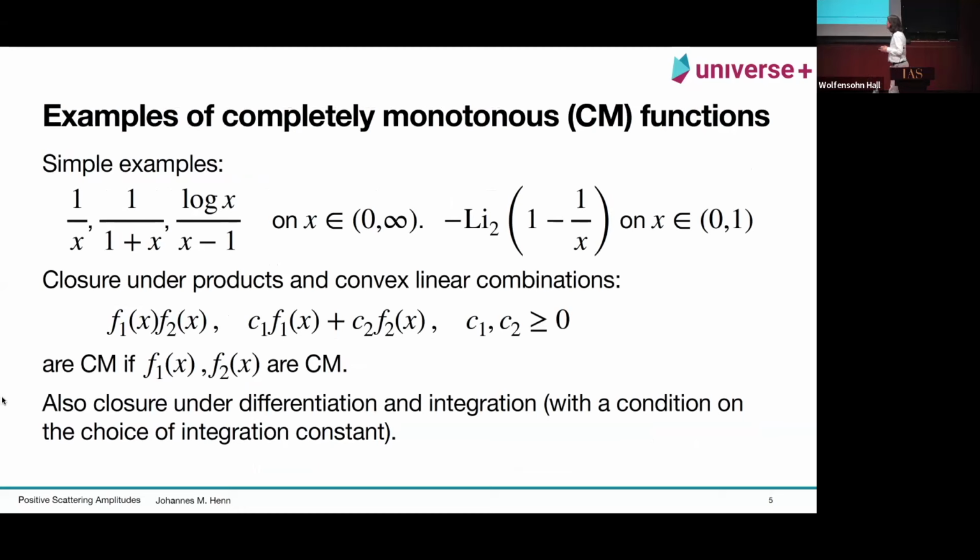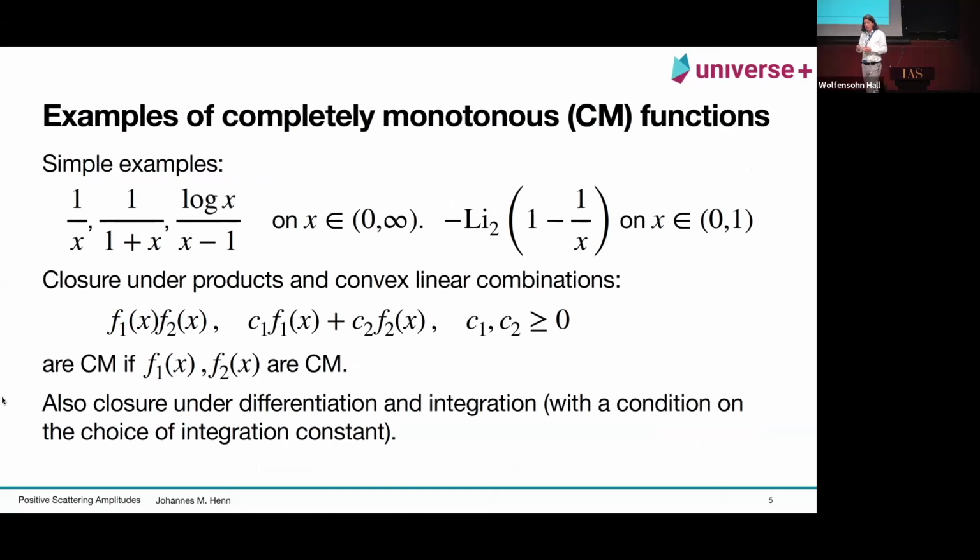Here are a few first examples: 1/x, 1/(1+x). With a little bit of algebra, you could convince yourselves that those satisfy these properties. So these are CM functions. This ratio is already a little bit more complicated. We'll see in a minute how we could prove it. And then there are also more complicated ones.